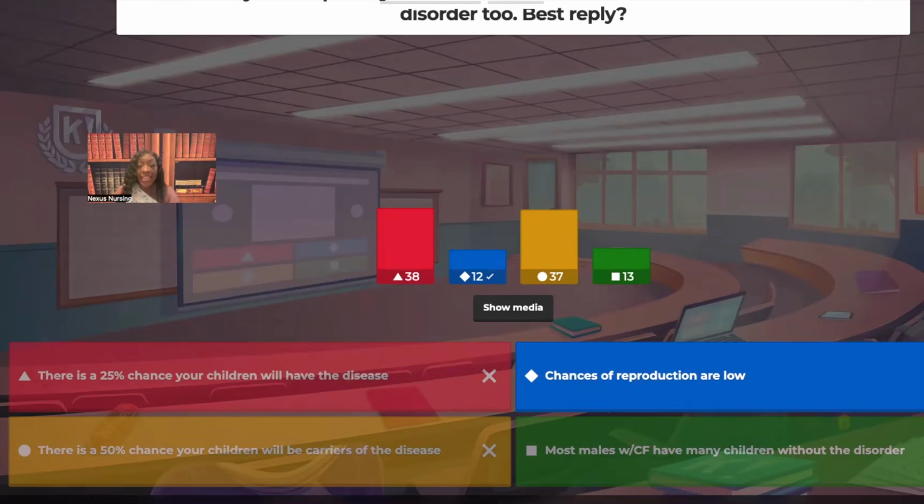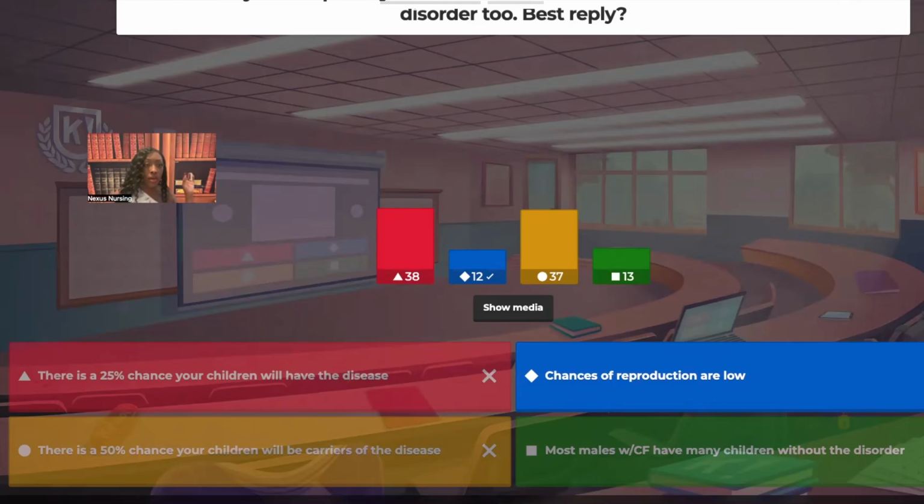Now, again, it's because it's cystic fibrosis. If it was another disorder, such as sickle cell, which is autosomal recessive, then it could possibly have been red, the answer with 25%, if the person they were reproducing with also had that trait. Okay?